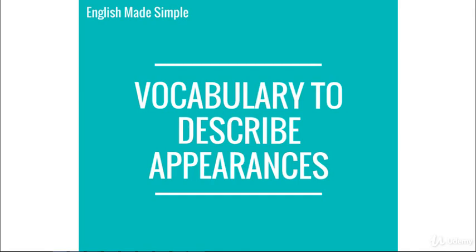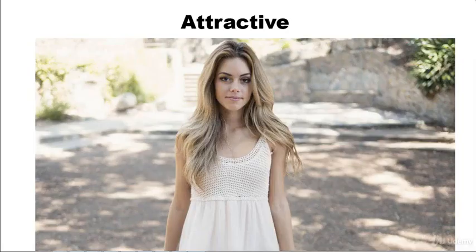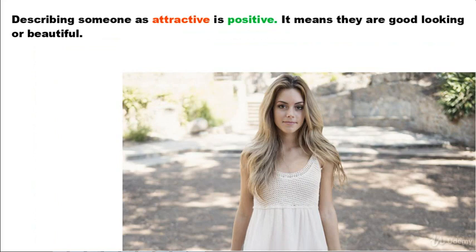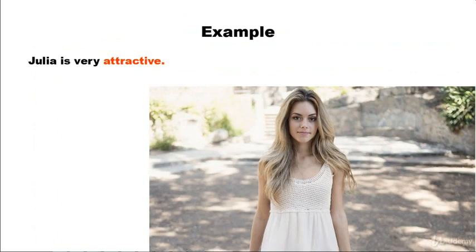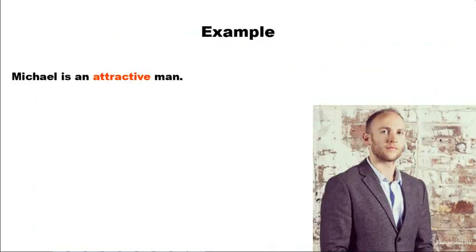Some of you may be familiar with this word, attractive. Describing someone as attractive is positive because it means that they are good-looking or beautiful. It's a positive description. Julia is very attractive. Michael is an attractive man.